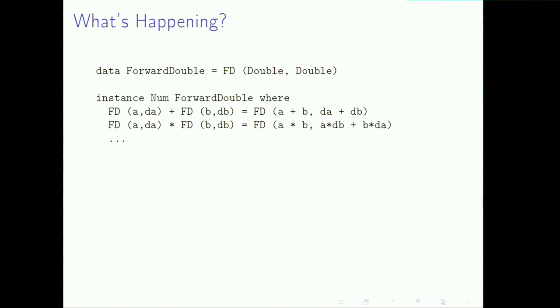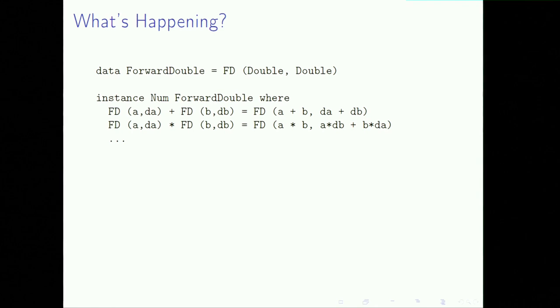So when we add two forward doubles together, we add these two numbers A and B together. That's just evaluating the function. But we also add together their derivatives as well, which is, as we know, how you find the derivative of the sum of two functions: it is the sum of its derivatives. However, for multiplication, things are slightly more interesting. To find the value of the function under multiplication, we just times the two numbers together as we would. But here, we're actually seeing the product rule for derivatives being applied directly as we do this multiplication.